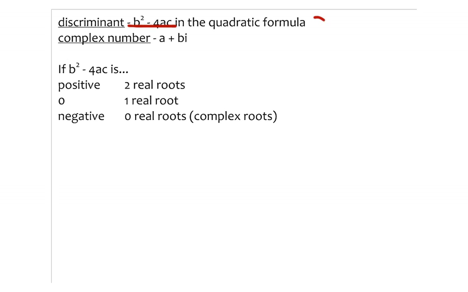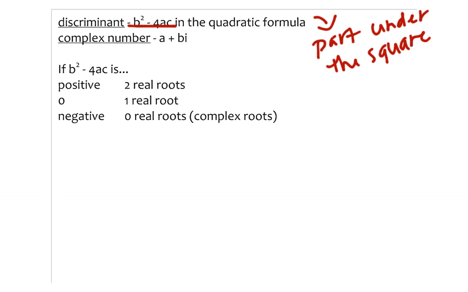in the quadratic formula. This is the part under the radical symbol or under the square root. If we are taking the square root of a positive number, we end up having two real roots or two real solutions. If that number we are taking the square root of is 0, we end up with one real root, and that's because when we take the square root of 0, we get 0. If we add or subtract 0 to any number, we get the same number, one answer.